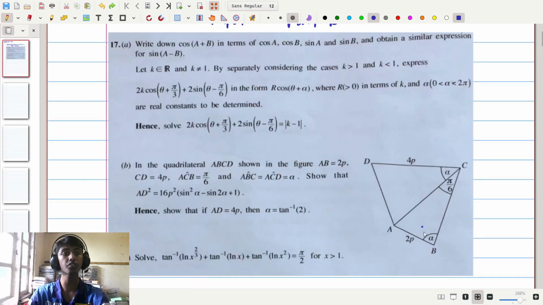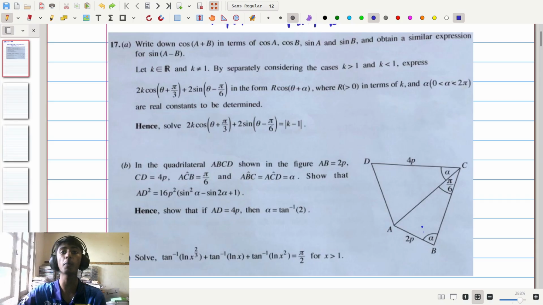So moving on to the question, part A says, write down cosine of A plus B in terms of cos A, cos B, sin A and sin B, and it then says, and obtain a similar expression for sine of A minus B. Now when it says write down, it means that we don't actually prove anything. We can directly write down an identity that we know and substitute into it in order to get the cosine of A plus B in terms of cos A, cos B, sin A and sin B.